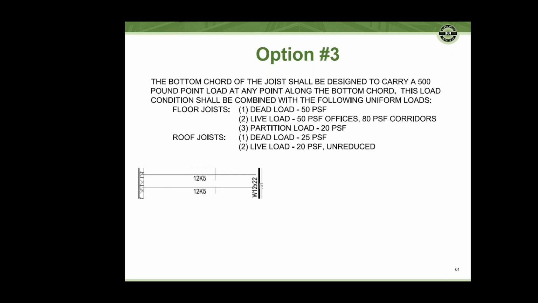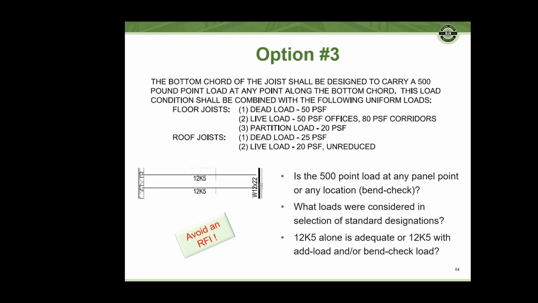Then this is just a snippet from the framing plan, but in general, the framing plan used all standard designations. And that would lead to an RFI for sure, because a couple of questions that this leads to is, one, is the 500-pound load at any panel point? It says at any point, or is it any location? Is it an add load or just at panel points, or is it a bend check load that needs to be accommodated for local bending effects?